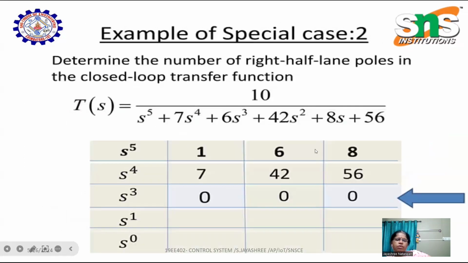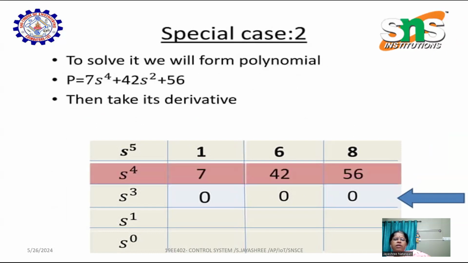In special case 2, if all the elements in a row are 0, what we have to do is differentiate that equation. For example, we take the previous row. This is 7 s power 4, 42 s squared. So this is not s cube, this is s squared, because we are writing the coefficients of alternate terms. So 7 s power 4 plus 42 s squared plus 56. So we are getting an equation like this.